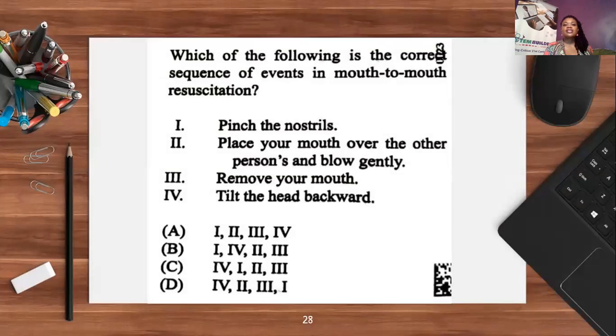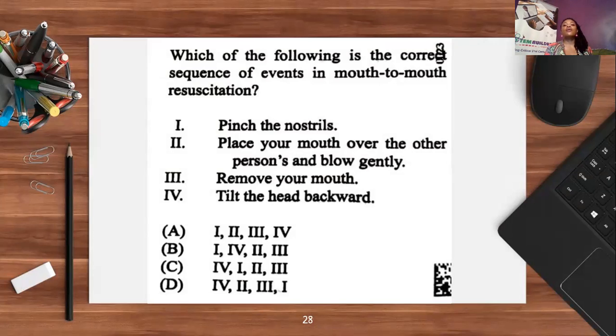Which of the following is the correct sequence of events in the mouth-to-mouth resuscitation? So when you look at this, you can use your common sense to figure out which one comes first. Use the process of elimination to get rid of the ones that you know are clearly incorrect. So you need to tilt the head backward. So which one starts with 4? That's C and D. So right away you can eliminate A and B.